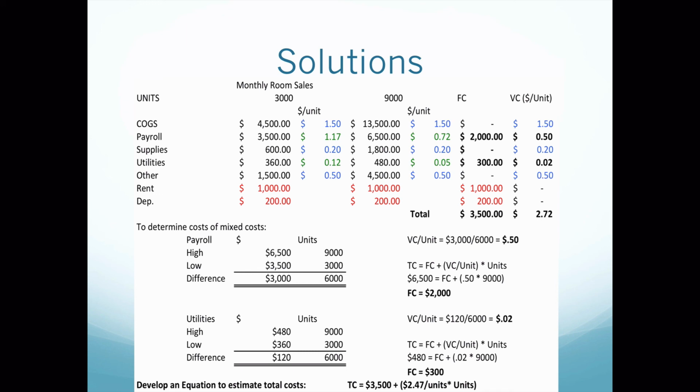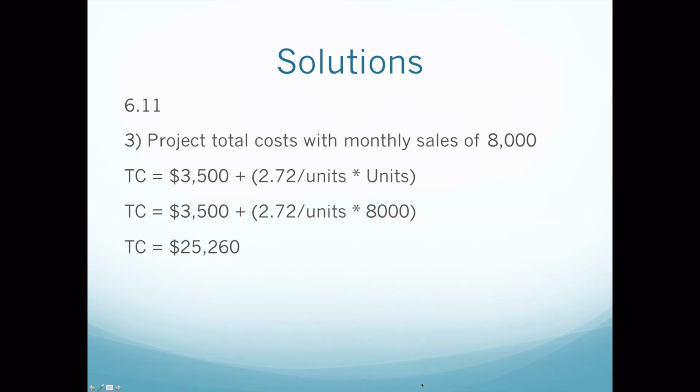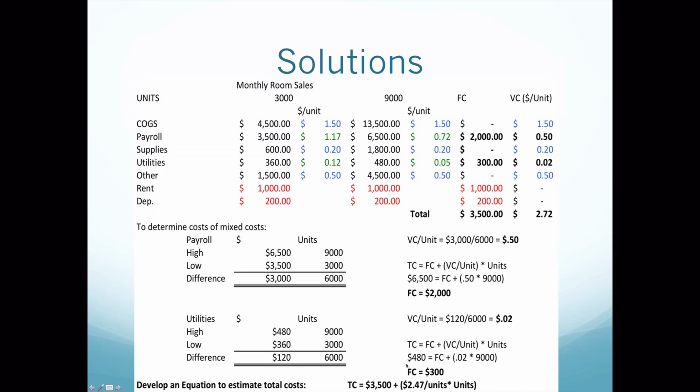So the final part was to develop an equation to estimate costs. We look at our totals up here. We total all of these columns and we get 3,500. We total all these columns and we get $2.72. It should be 272 cents. Oops. I don't know how I got 247 instead of 272, but just assume that this right here is 272. So I've had students ask me, well, why do we do this?